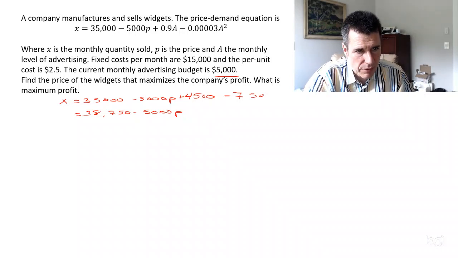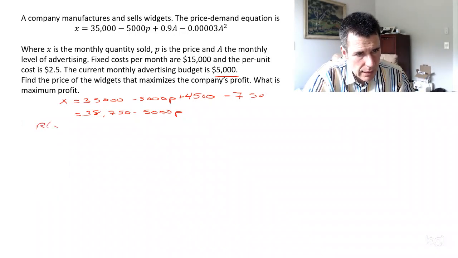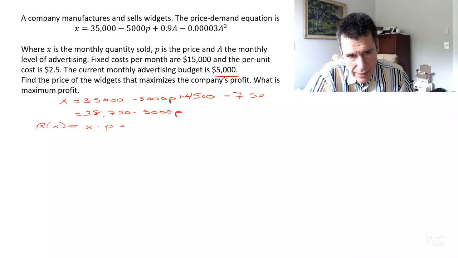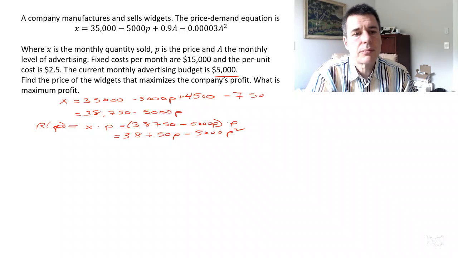We want to find the revenue. The revenue of X is equal to X times P. Again, I don't really care whether I solve this equation, so in fact we're going to make this R of P. X times P equals 38,750 minus 5,000P, times P, so that's 38,750P minus 5,000P squared.